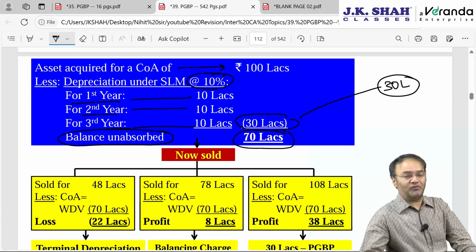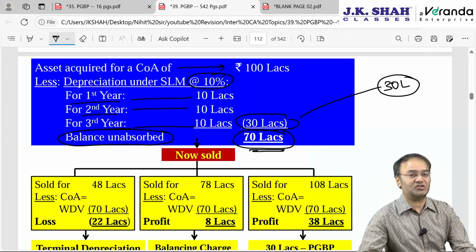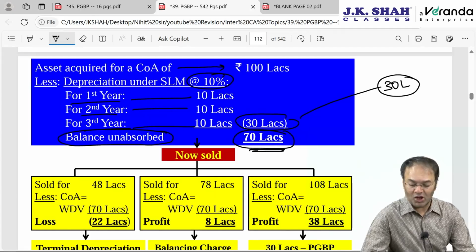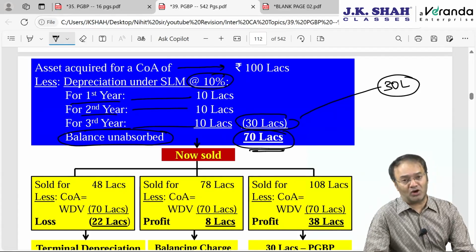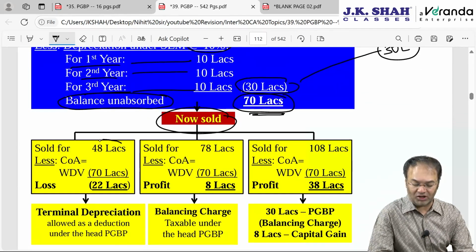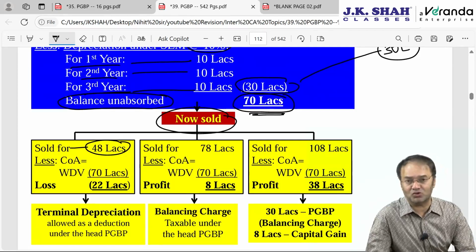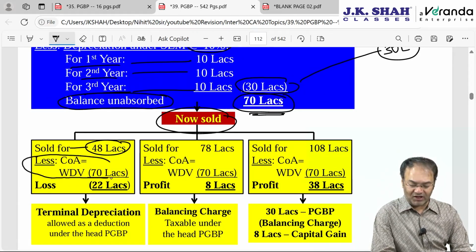What do you mean by sold at profit? Sold at profit means sold for more than 70 lakh, because now the cost has dropped from 100 lakh to 70 lakh. Cost will be 70 lakh and not 100 lakh; original cost is not to be taken into account. The second possibility is sold at a loss. Sold at loss means sold for less than 70 lakh. Let's say now it is sold for 48 lakh. Sale consideration is 48. That means sold at a loss, minus 70 lakh, the cost of acquisition.